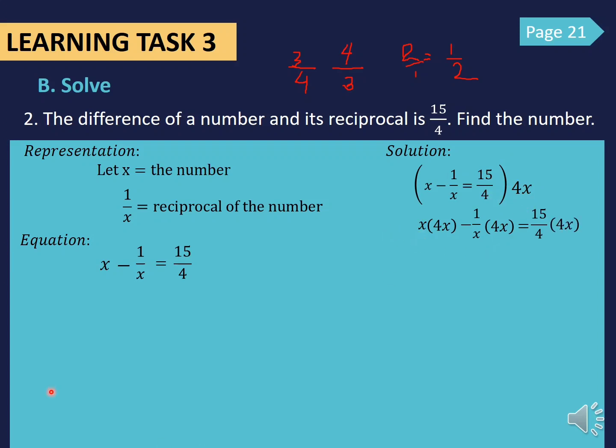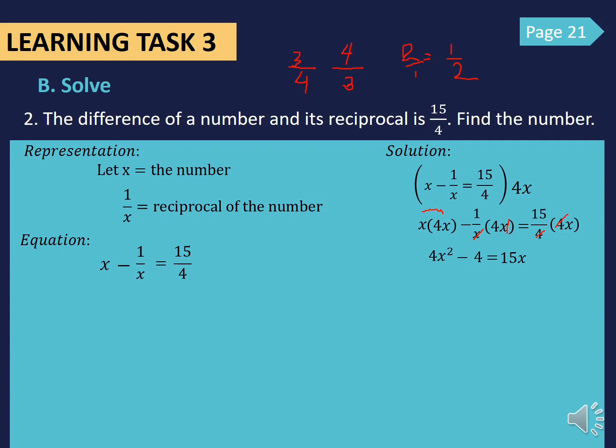Now, let us simplify. x times 4x is 4x squared minus, we can cancel x, so what remains is 4. 4 times 1, so we have 4. Then, 15 over 4 times 4x, we can cancel 4. What remains is x. So, we have 15 times x is 15x.